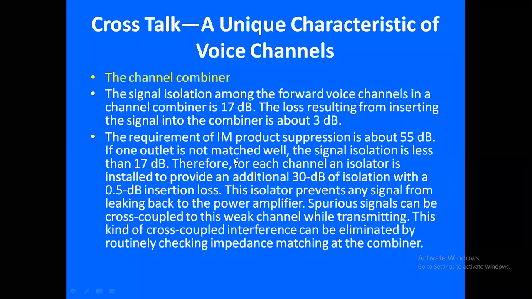If one outlet is not matched well, the signal isolation is less than 17 dB. So there should be a proper isolation of 17 dB. And for the intermodulation product suppression, there should be an isolation of 55 dB.